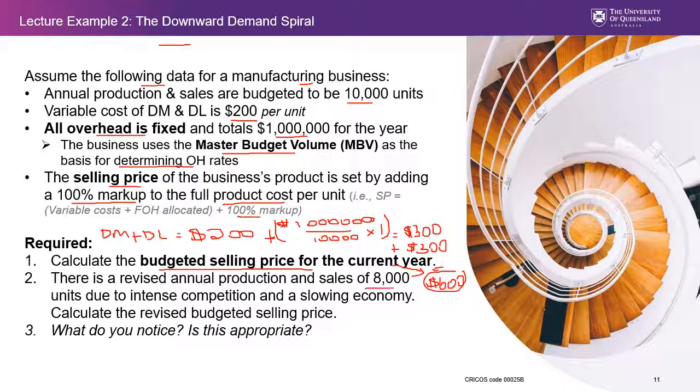Now, if there's a revised annual production and sales of 8,000 units due to intense competition and a slowing economy, the revised budgeted selling price would still be the 200 direct materials and direct labour, but now our overhead would still be the 1 million, but now we're going to divide that by 8,000 units. Which gives us $125.